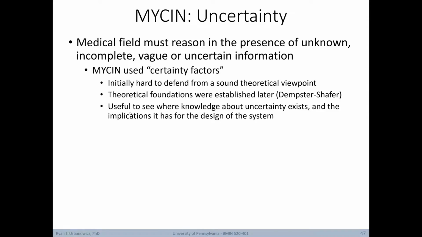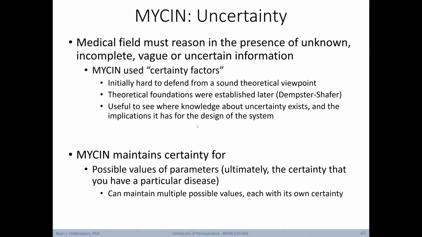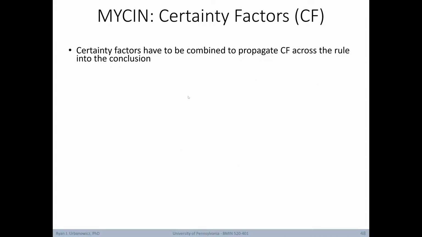Certainty factors can be useful to see where knowledge about uncertainty exists and the implication it has for the design of the system. MYCIN maintains certainty for possible values of parameters, so ultimately the certainty that you have a particular disease, and it can maintain multiple possible values, each with its own certainty. MYCIN also maintains certainty for the validity of a rule. As we've seen in our last lecture, certainty factors can be combined to propagate across a rule chain all the way to the conclusion.